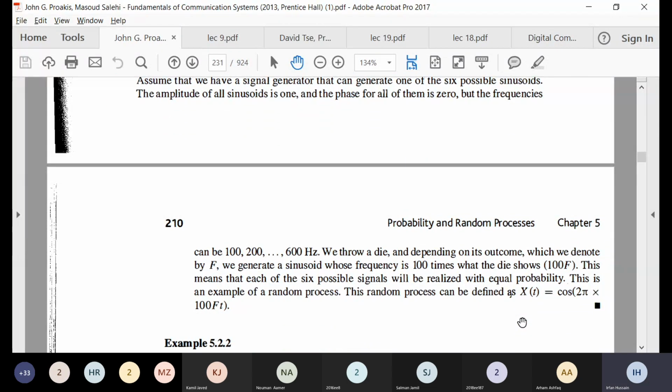Here the random process will be given as cosine 2π 100ft. So f is the output of the dice. This becomes 100f. So frequency is 100f. 2π 100f becomes the phase of cos, and hence cos of this phase gives you the signal. So this signal could be a 100 hertz frequency, a 600 hertz frequency, depending on the output of your experiment, which depends on throwing of a dice. So it is a random process.